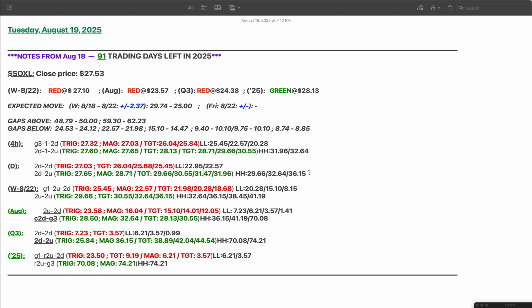So we've got our triggers, our magnitudes. These extended targets are just that anyway, extended targets. They wouldn't be expected to reach any of these exactly. They're just extended. But we have our clear entry, clear exit.